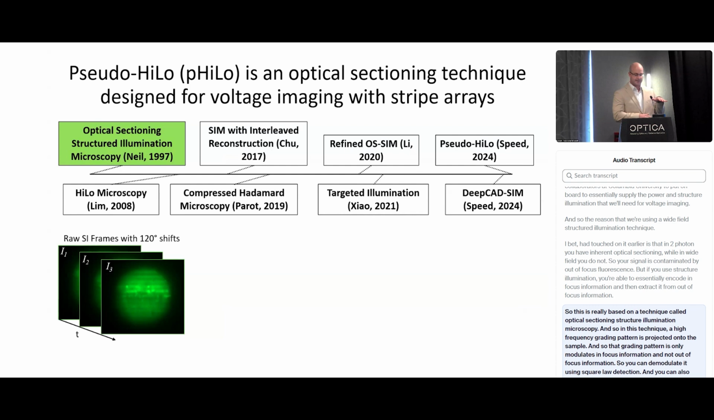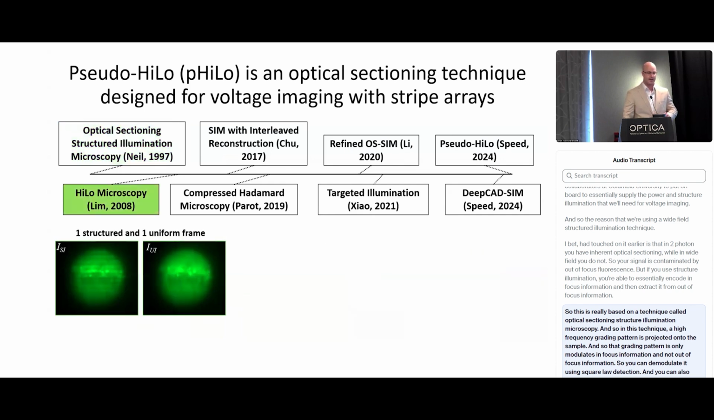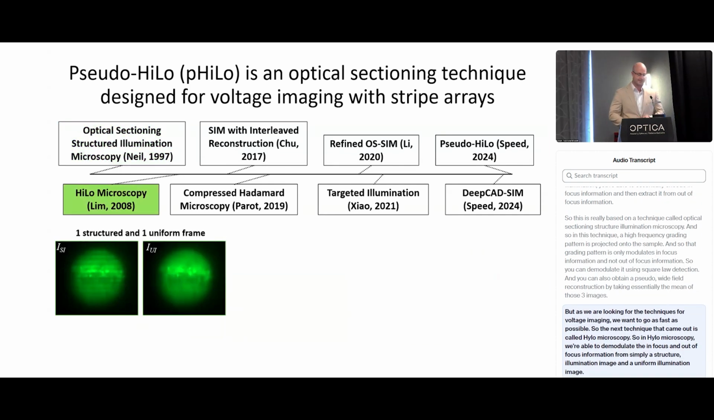In this technique, a high frequency grating pattern is projected onto the sample. That grating pattern only modulates in-focus information and not out of focus information, so you can demodulate it using square law detection. You can also obtain a pseudo wide field reconstruction by taking the mean of those three images. But as we are looking for techniques for voltage imaging, we want to go as fast as possible.